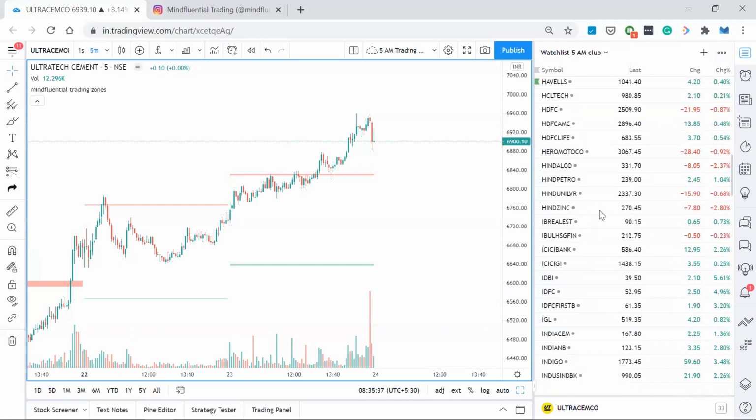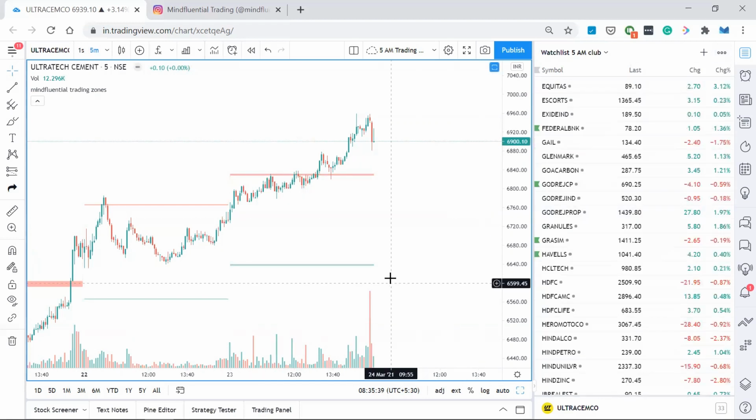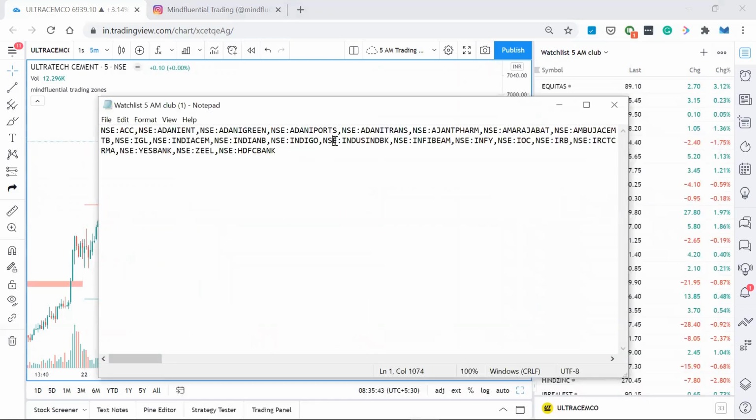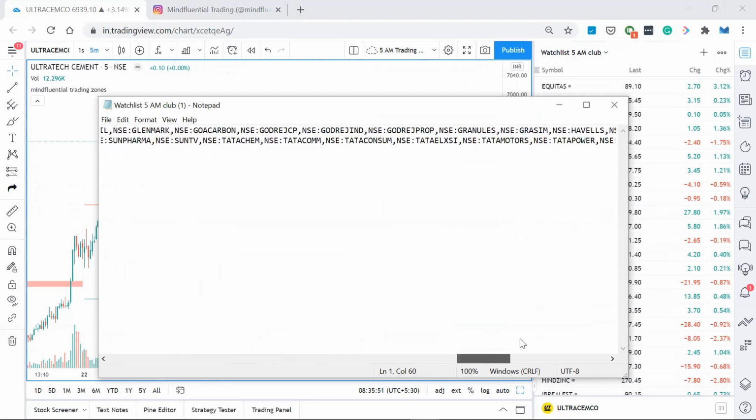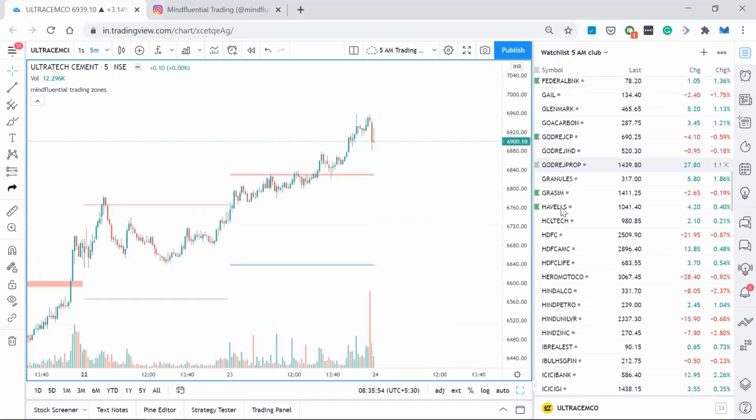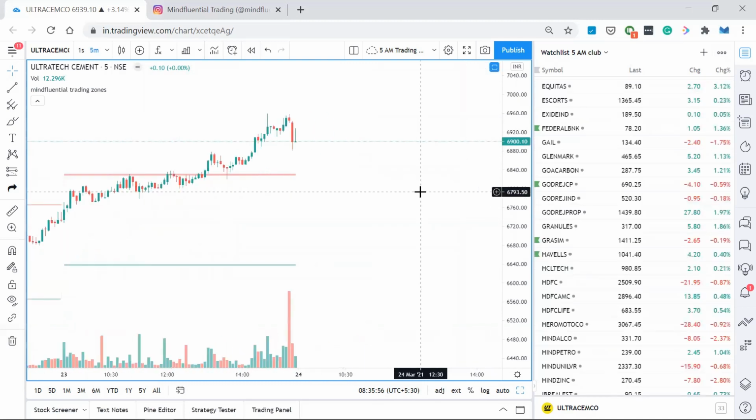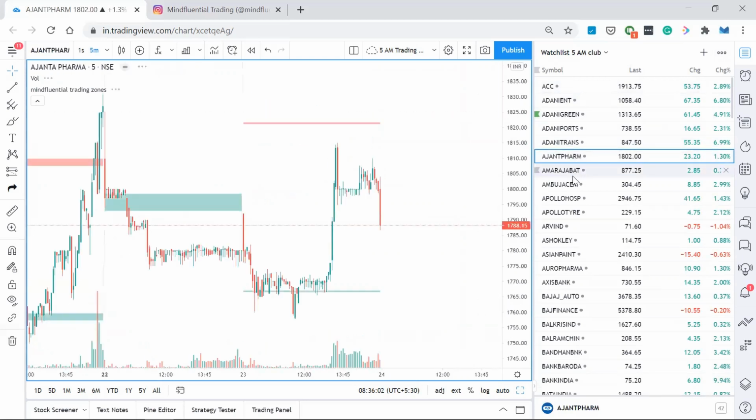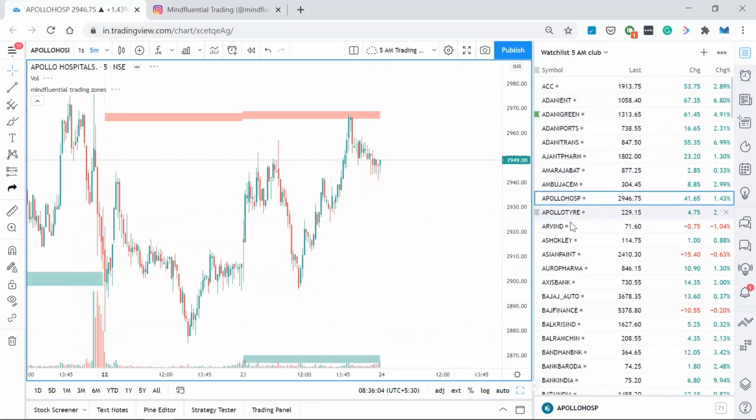But if you have the free version of TradingView, you will be getting a text file like this. This will be the text file which I'm going to share. Here you can see ACC, Adani, Adani Green, the names of all the companies. Then you need to manually go and add all these stocks individually in your watch list, and keep that watch list as your reference. In this free trial period, you can go back and see every day whether it's working properly or not.